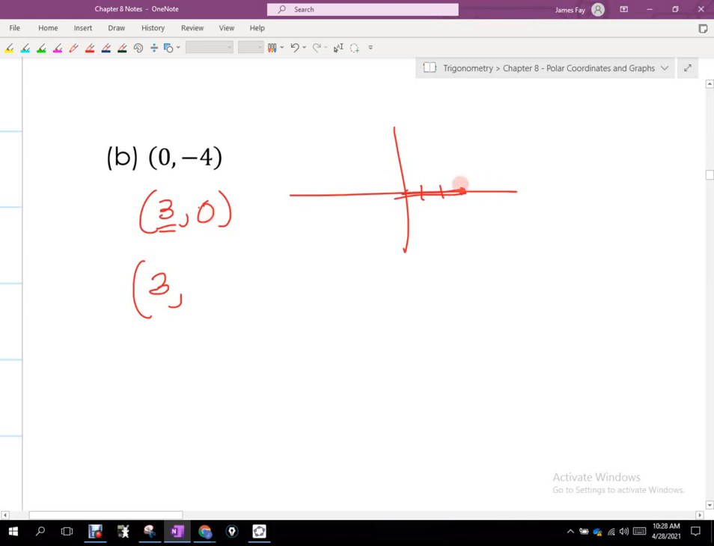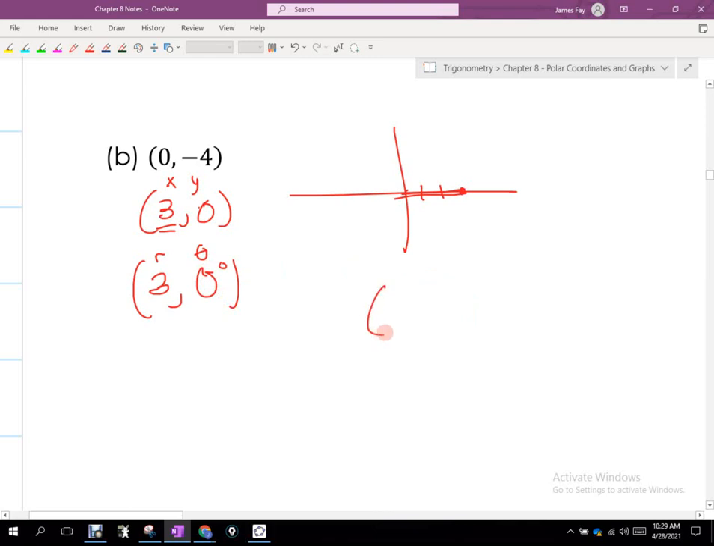So I'm going to go to 3, 0. 3 zeros on this x-axis. So how many degrees do I need to rotate from here to get there? 0 degrees, right? That makes sense? Okay. Now this is an x, y. This is an r, theta. If you want to go 360, that would be fine, or 2 pi, that would also be fine.